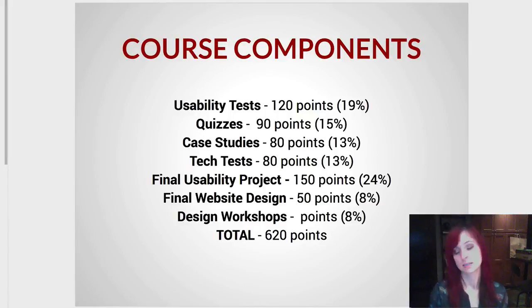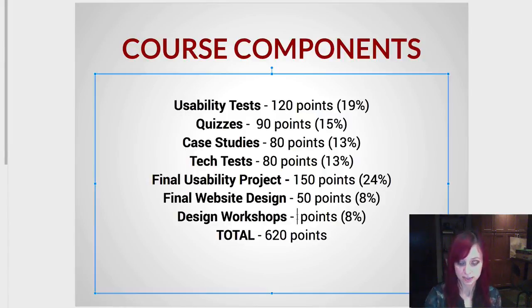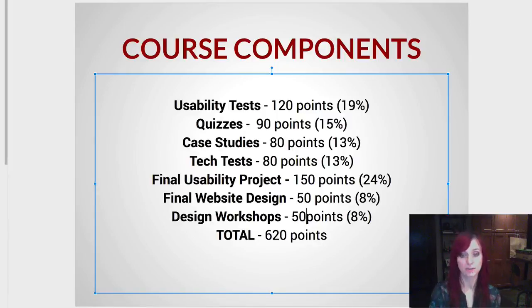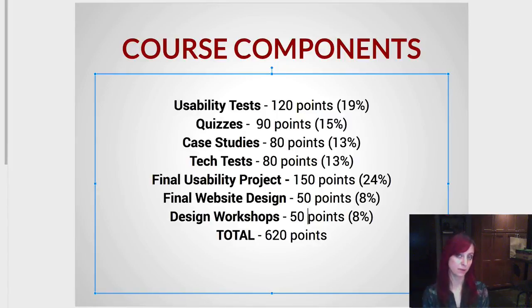You will have quizzes. The course is broken up into 3 sections, and at the end of each you'll have a short quiz. And of course, last but not least, the big final website design. The website is only worth 50 points, but the usability project centered around the website, where you test to see if your site is achieving its goals, is 150 points. And then you have design workshops, which should be 50 points, where you're going to have the chance to meet with others from the course and critique their websites and usability test materials.